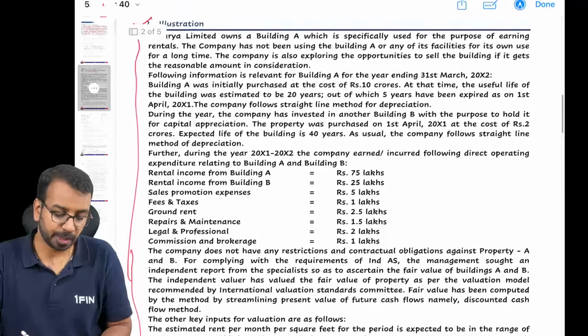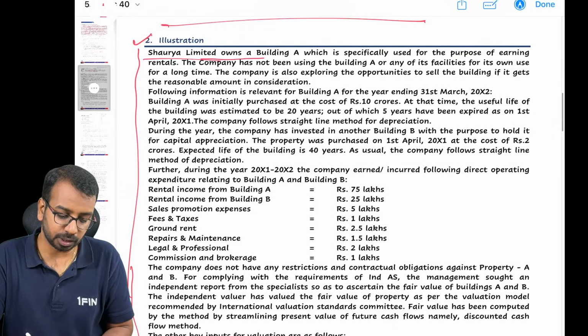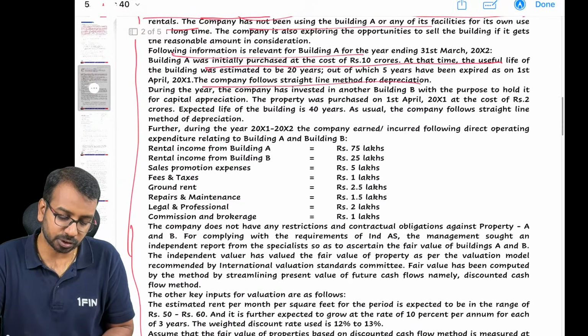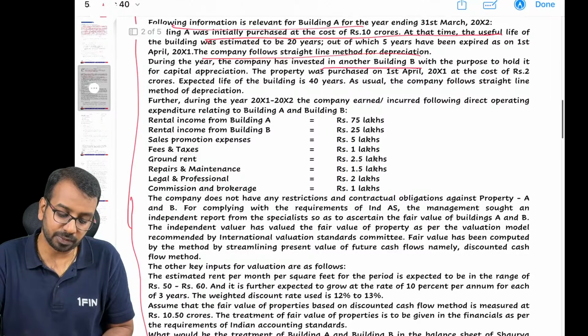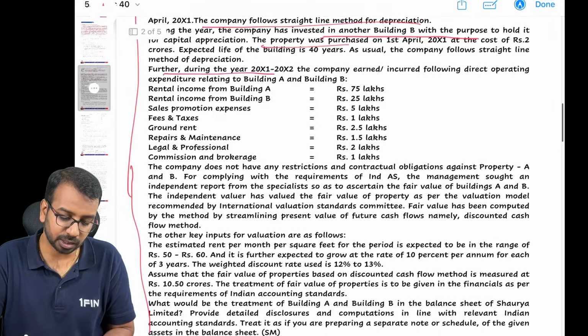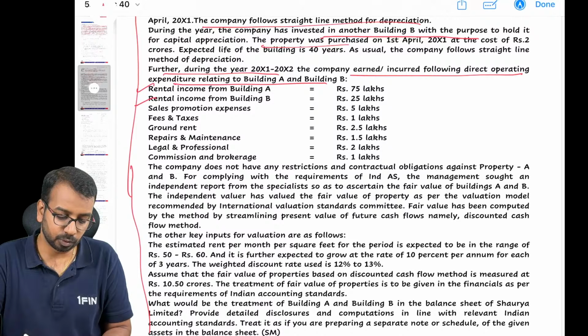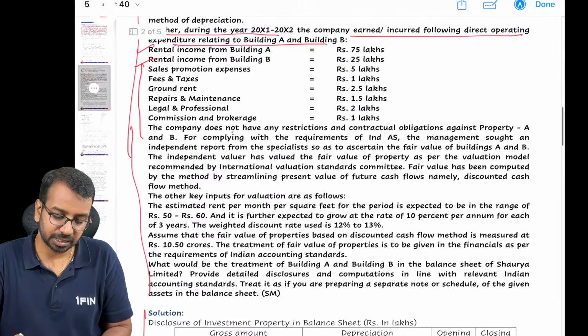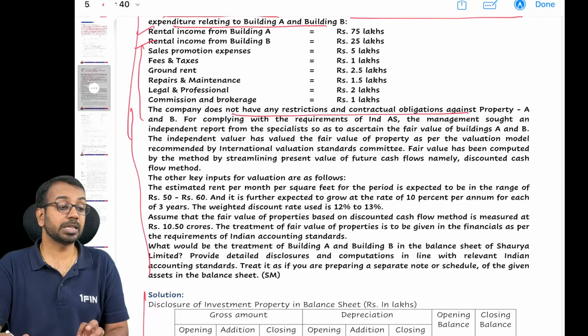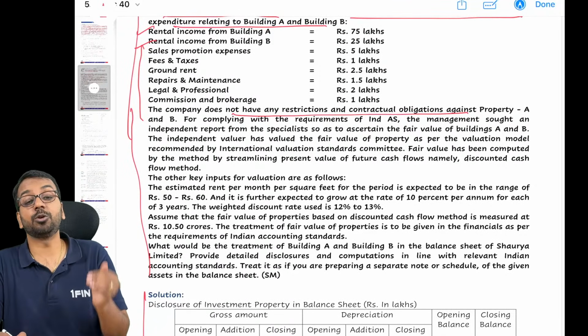So what is the question? The question has given, they own a building A used for the purpose of earning rentals. They have not been using A for so much time. Information is available. Initially purchased at a cost of so much. Then they follow straight line method for depreciation. They invested in another building. So one more building is there, for capital appreciation. Further, the company earned following expenditure and income. Rental income of both the things, and then expenses have been given. They don't have any restriction or contractual obligation. And then please understand, as per Ind AS 40, we need to give fair value.